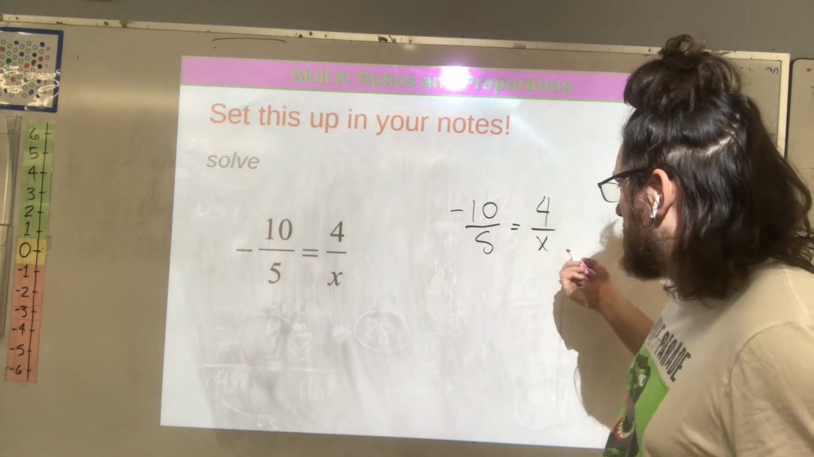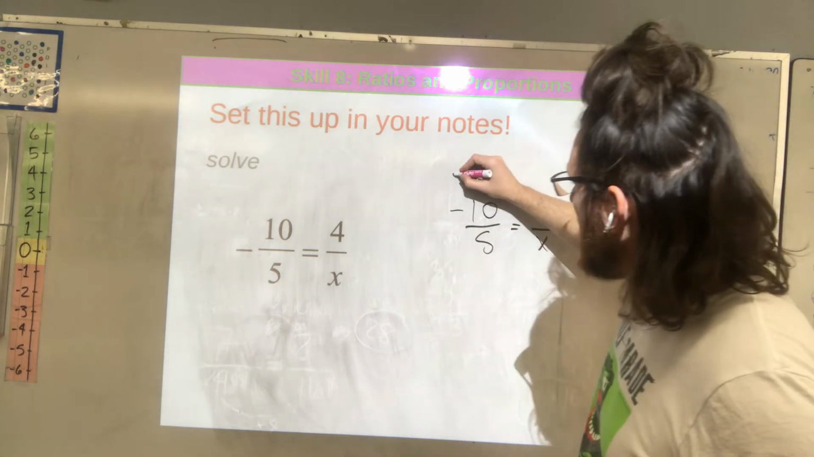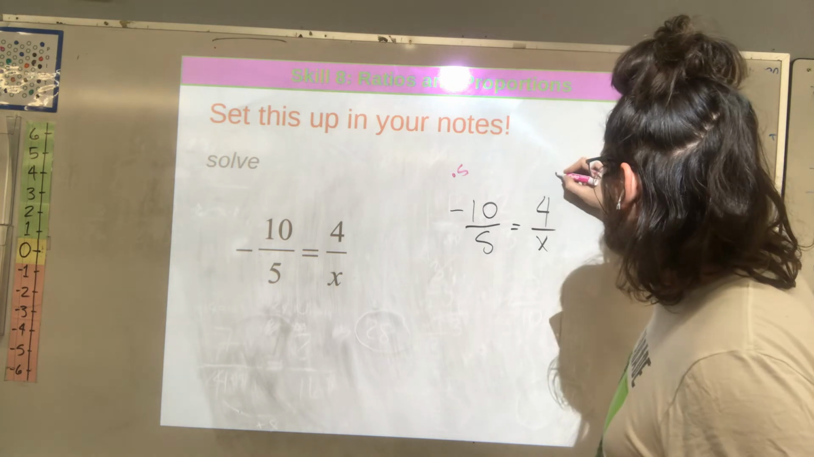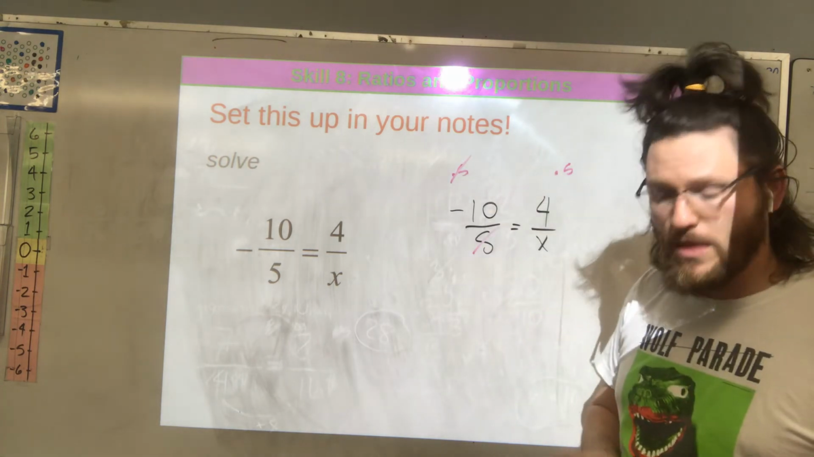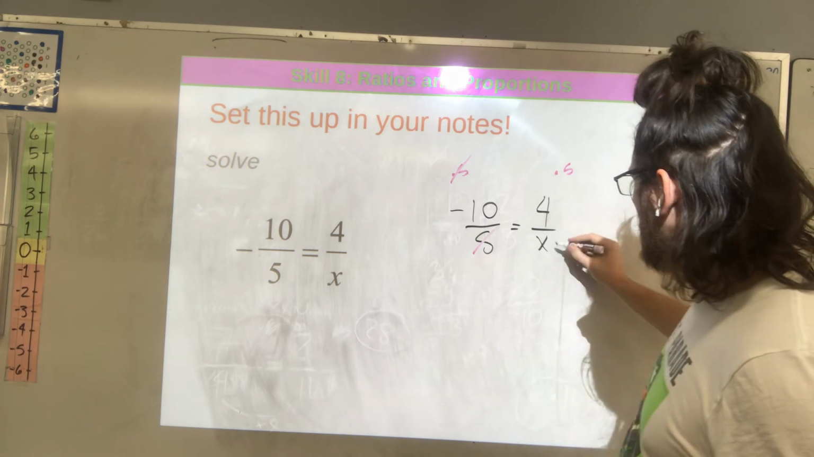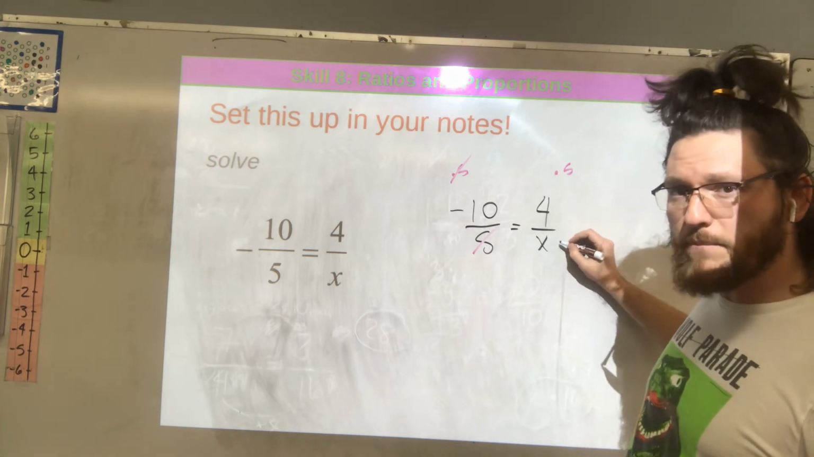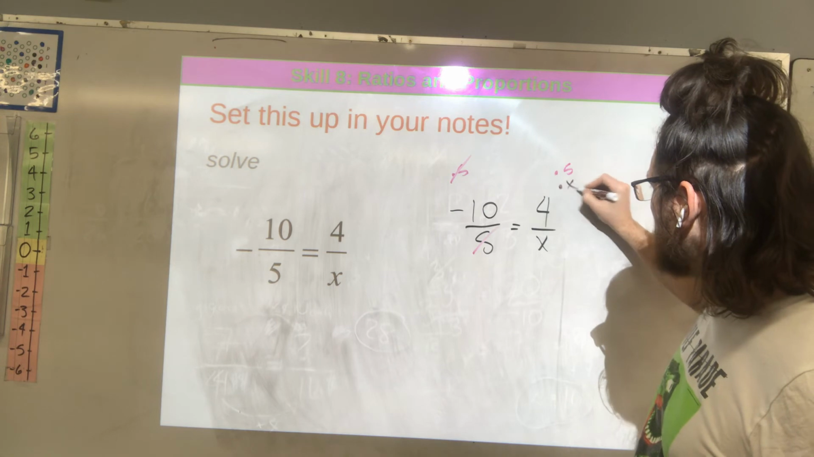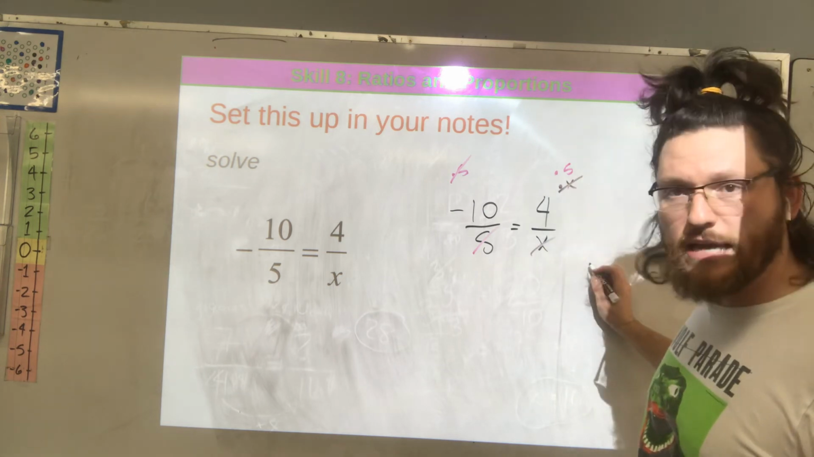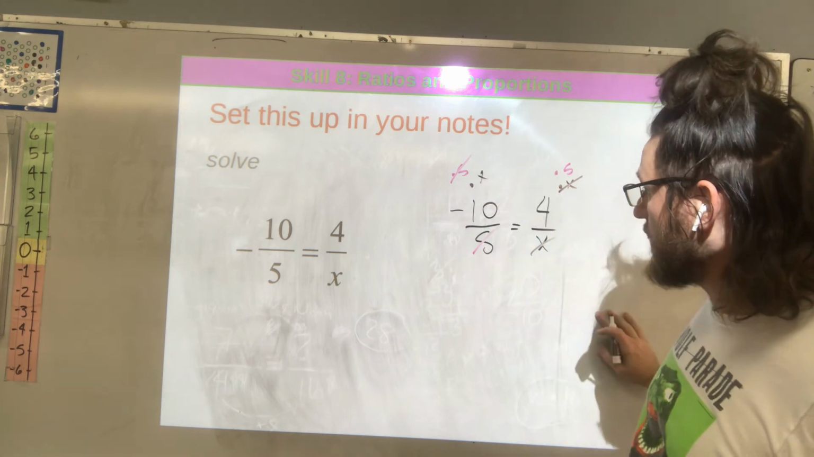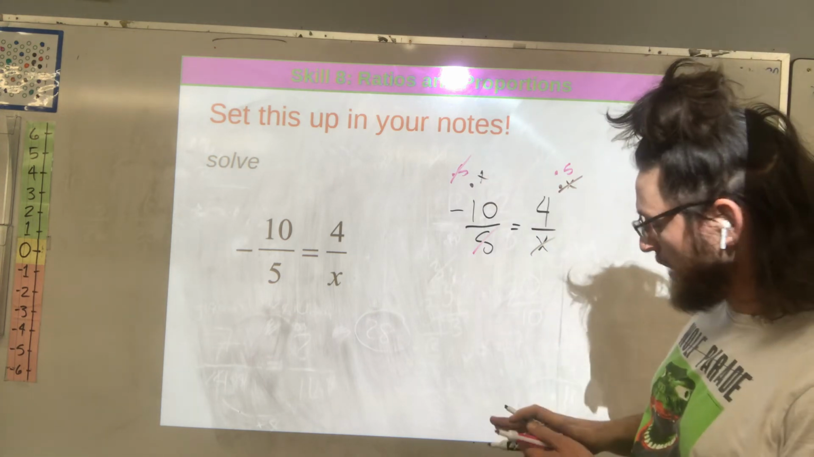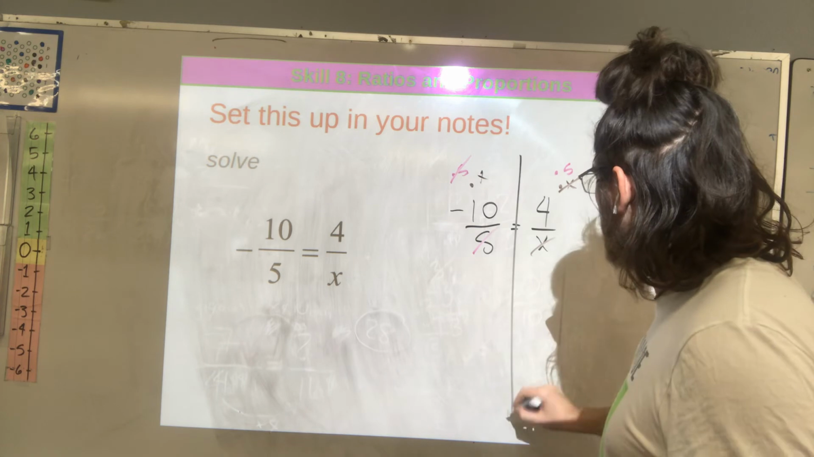And then I'm going to do the same thing I did before. To get rid of this 5 on the bottom, I'm going to multiply by 5 on both sides. The 5 here cancels with the 5 on the bottom. And I'm going to do the same thing over here. To get rid of this denominator, even though it's not a number, I can still multiply by x to cancel out with the x on the bottom. The only rule is that whatever I do on one side, I have to do on the other.